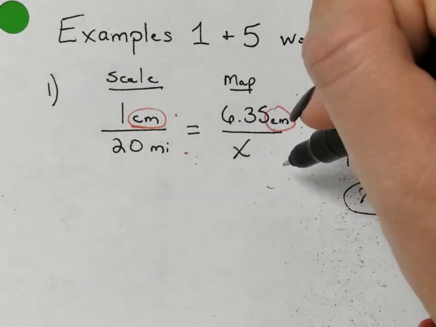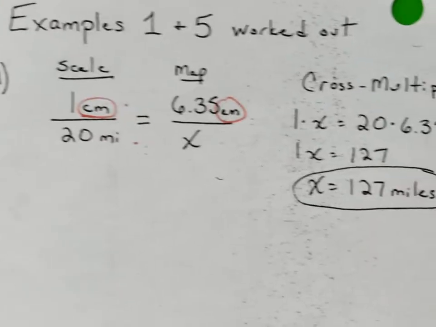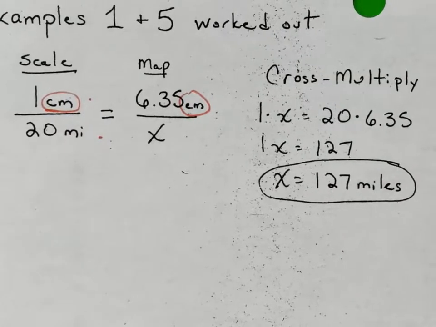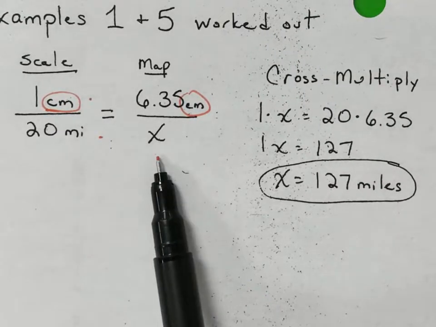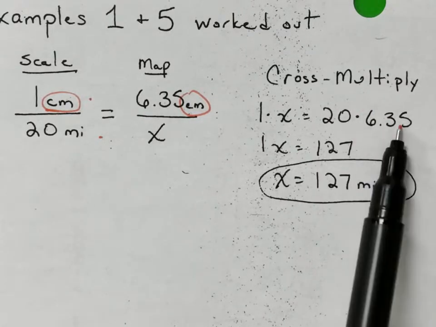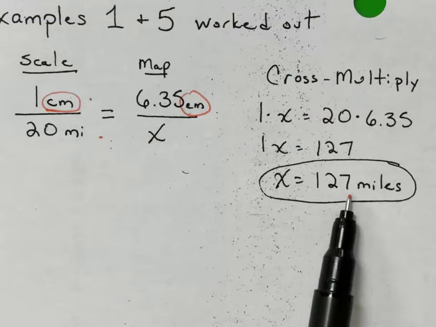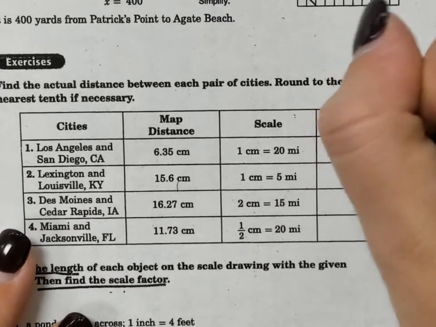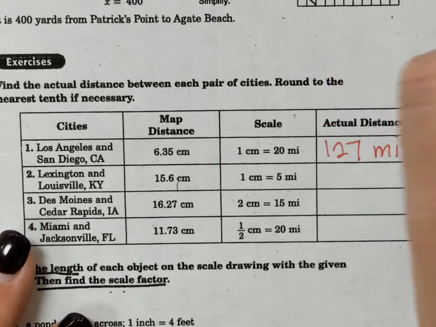So now that my proportion's set up, I have to cross multiply. So 1 times x equals 20 times 6.35. And once you multiply those numbers, you get x is equal to 127 miles. So the distance between Los Angeles and San Diego is 127 miles.